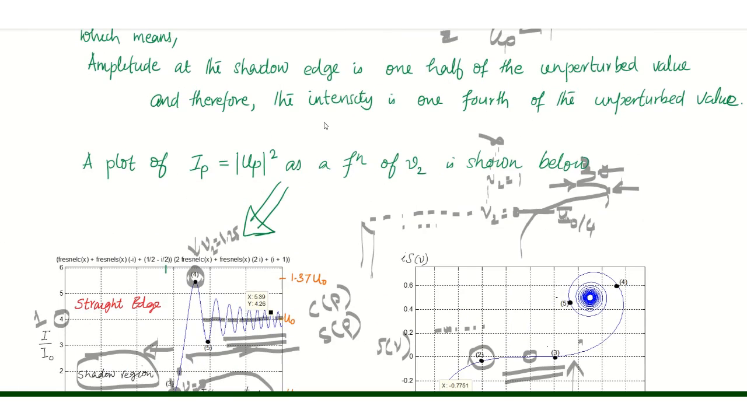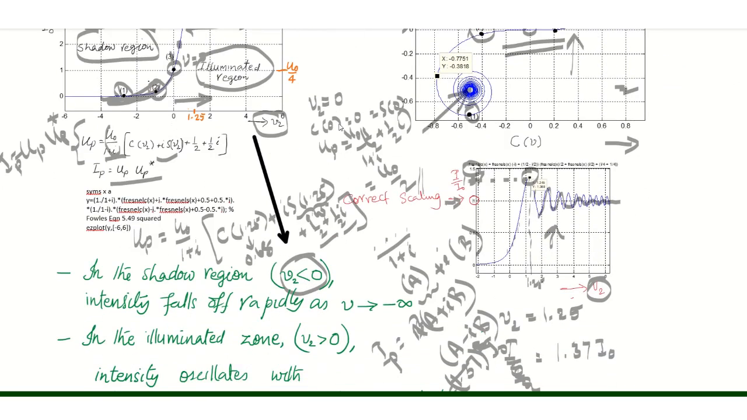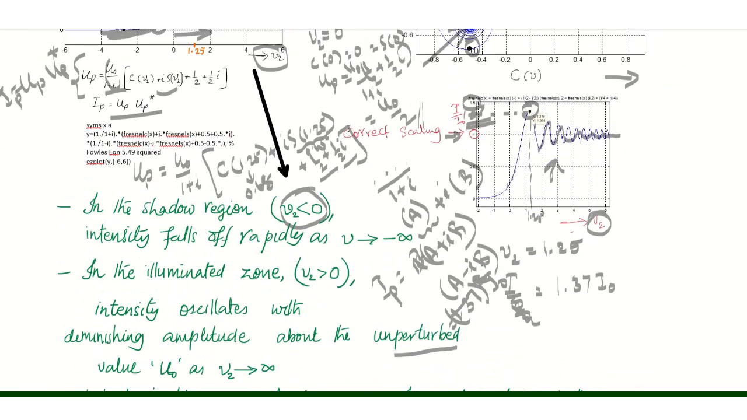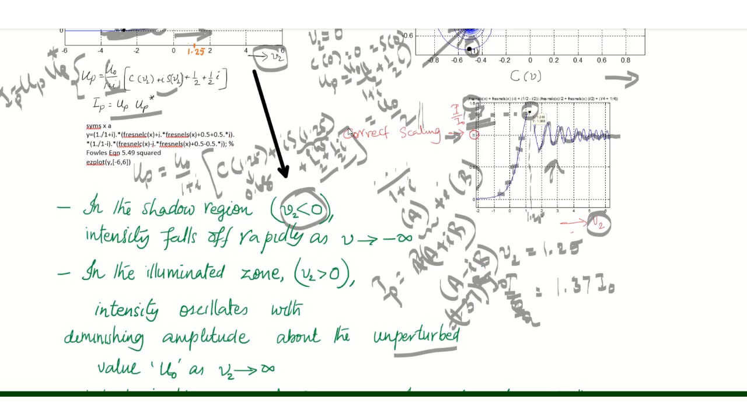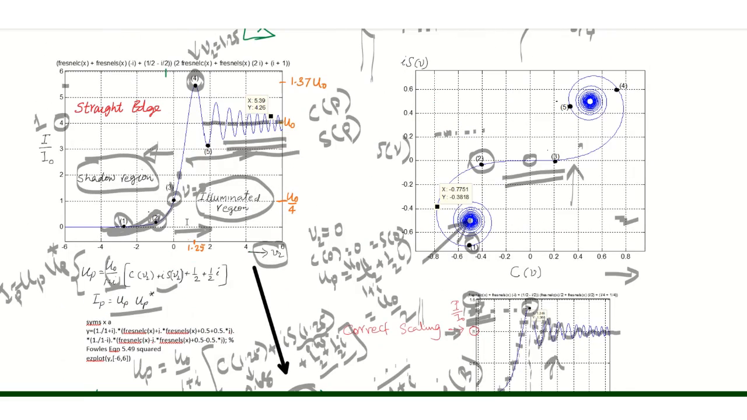This is the intensity. That is not the correct figure. This is the correct figure, 1.37 times that. And like that, if you do it for all these points, you can actually reconstruct this figure. And that is the use of the Cornu spiral. Okay, thank you.